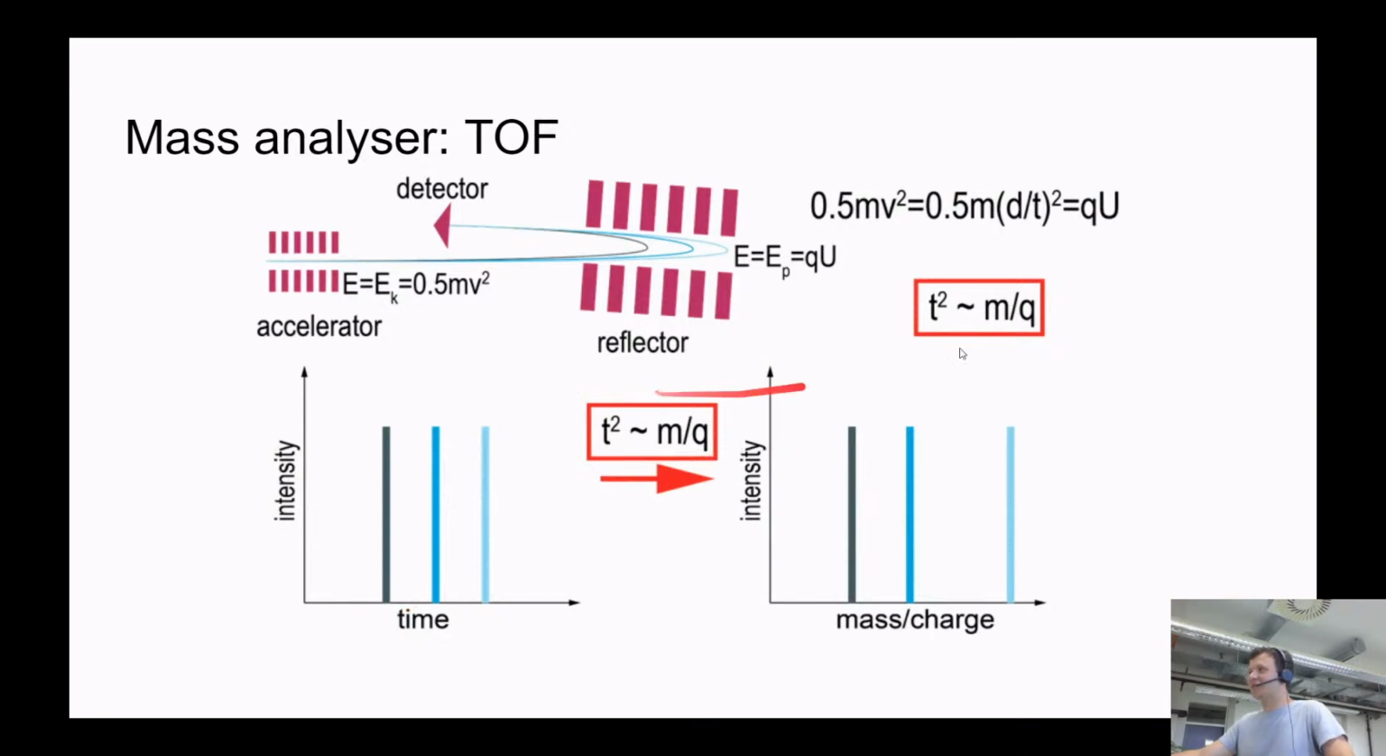And using this equation dependency, which we know from the features of the instrument, we can convert this graph, which is intensity over time, to intensity over mass to charge. It's not really complicated. It's just following this equation. Of course, in a real instrument, it's going to be way more complicated.